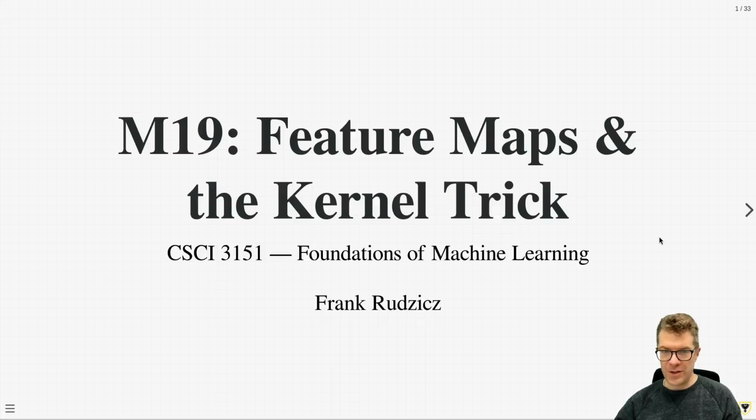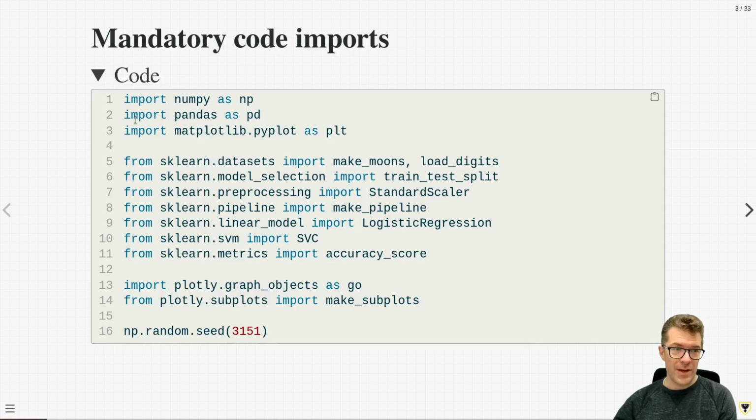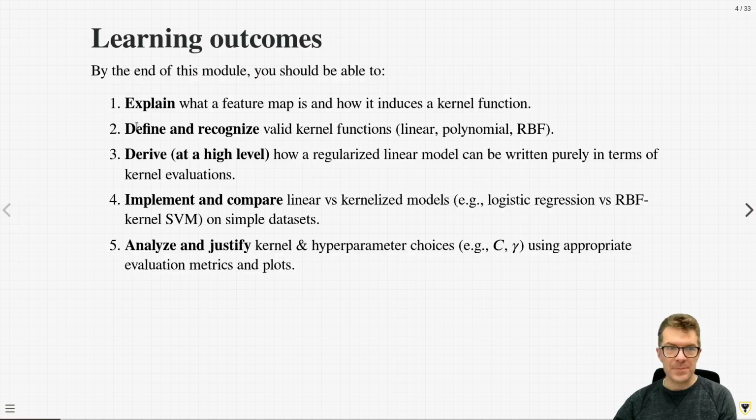Welcome to Module 19 on feature maps and the kernel trick. Here I'm just importing some libraries that I'm going to need today. We're going to do a lot of sklearn and a little bit of plotting. As always, we have a standard random seed so that we can reproduce our results exactly.